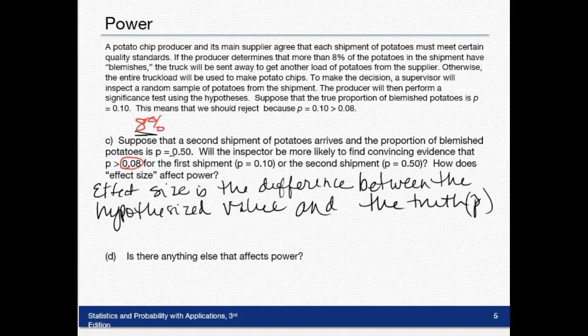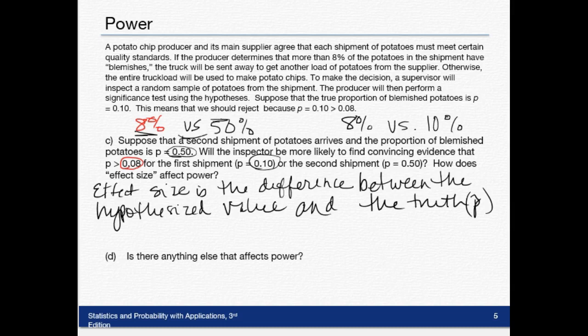So our first one has the truth of 50%. So it's the difference between 8% versus 50%, or 8% versus what's the other shipment had a true percentage of 10%. Well, which one's going to be more noticeable? Okay, which has the bigger difference? Well, 50% from 8% is a huge difference, right? 42%. 8 to 10 is only a 2% difference. So which one's going to be easier to detect? Well, the one that's at 50%, okay? Because it's much further away from the hypothesized value.